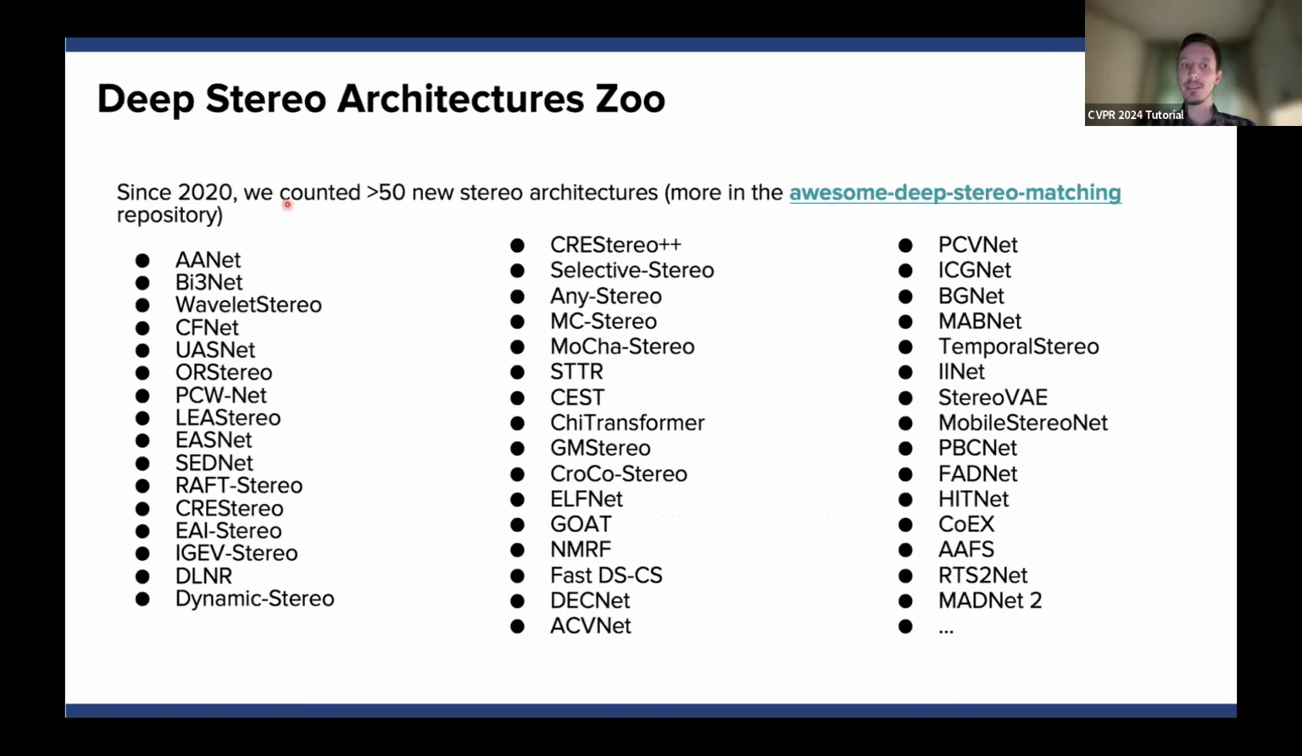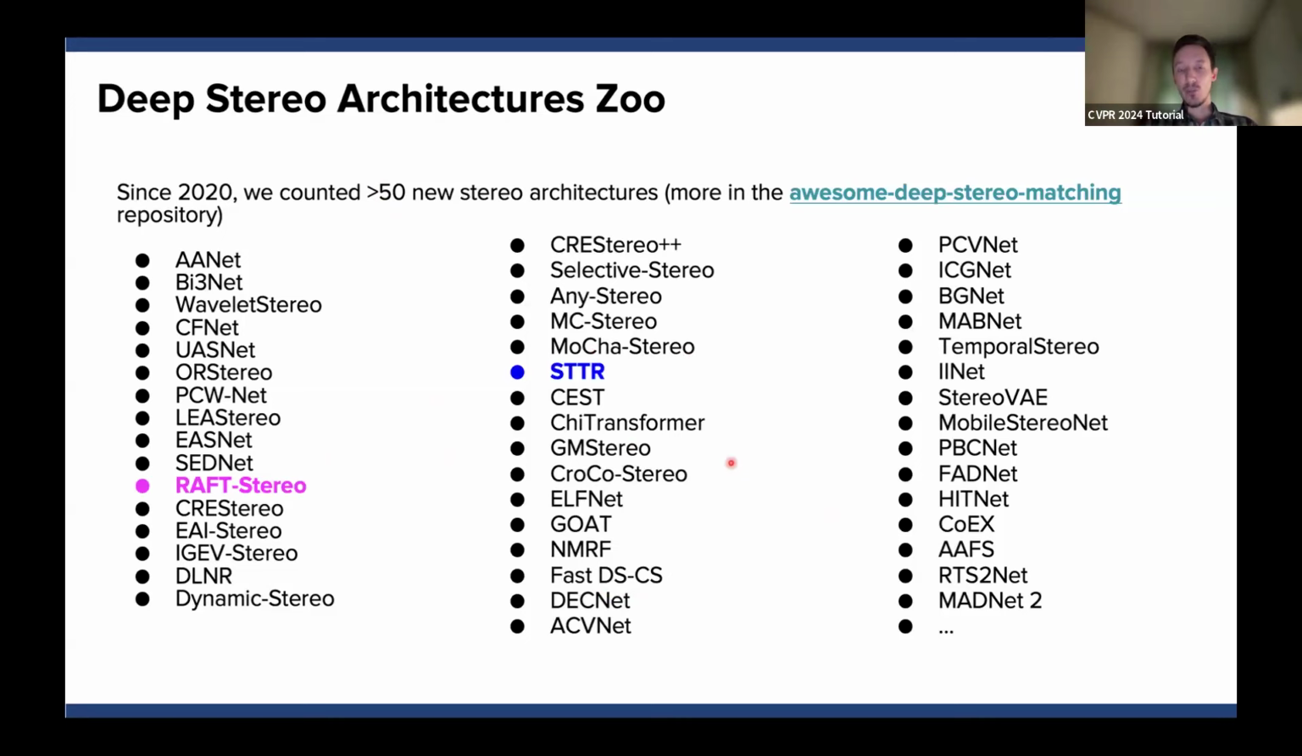So just to give you an idea, since 2020, we counted more than 50 new stereo architectures. Here I'm showing you a list of those we were capable of fitting in this slide, but there are plenty more. And again, you can find all of them in the Awesome Deep Stereo repository. Of course, today we are not going to talk about all of them. So I'm very sorry if any of the authors of the architectures we won't talk about are among the audience. I'm very sorry about this, but we can't really make it.